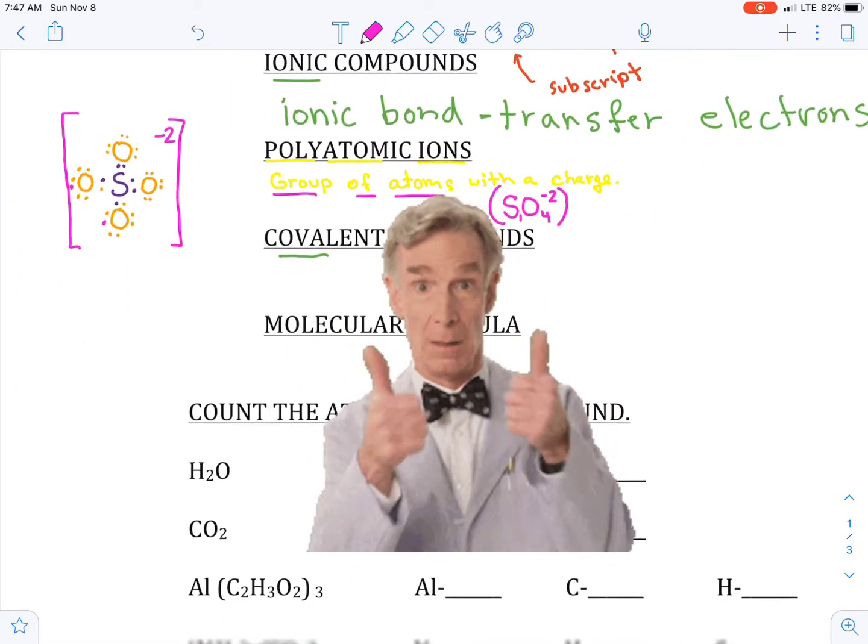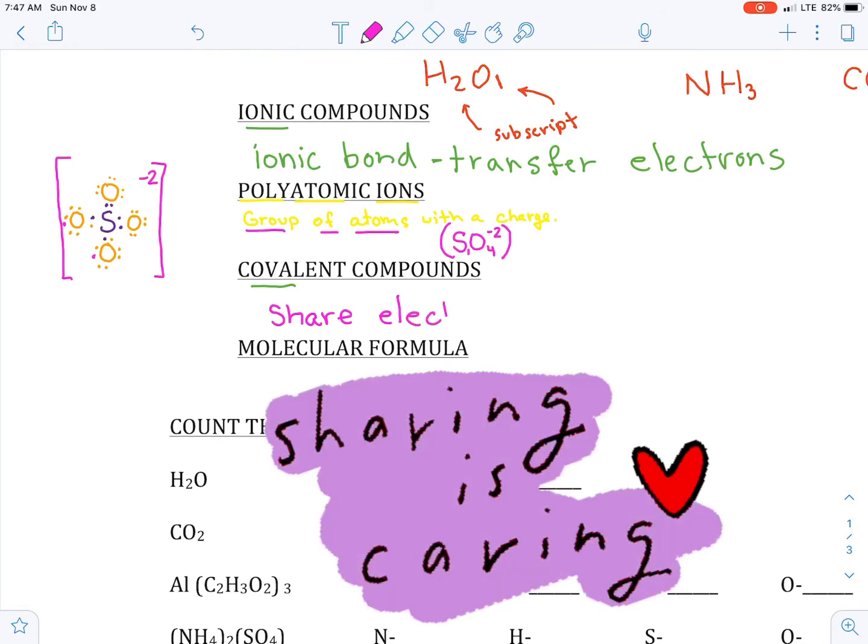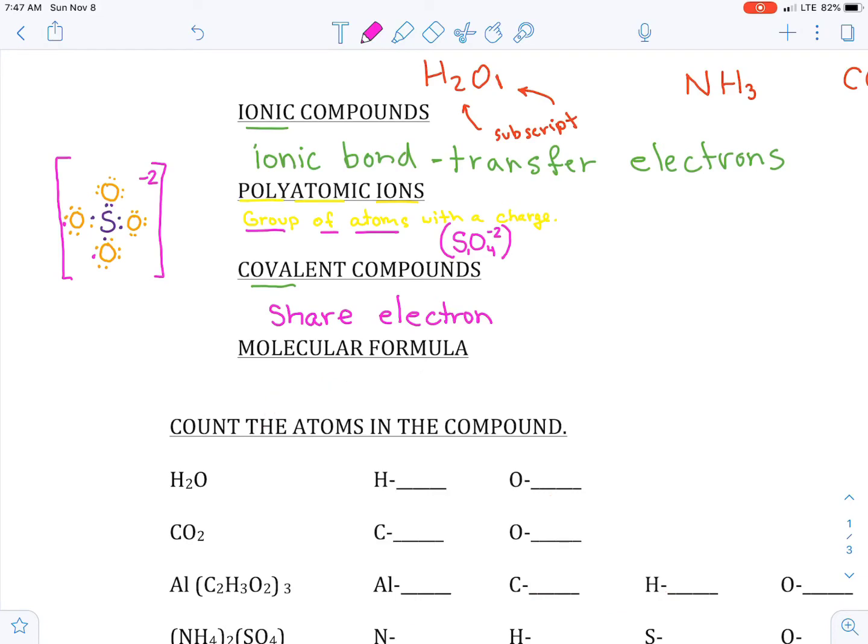Okay. All right. Covalent bonds. Covalent means share electrons. Now, I've already drawn some sharing when I did that polyatomic ion, right? I showed the sharing over there, but let's do one that shares a little bit more easy to see.